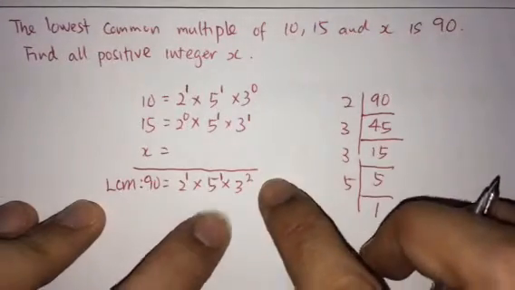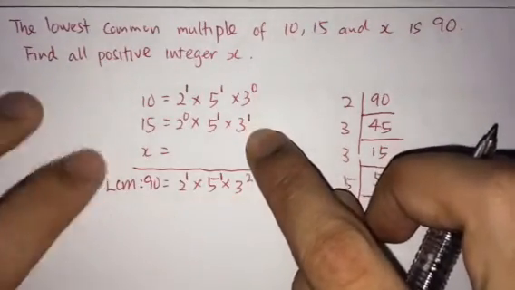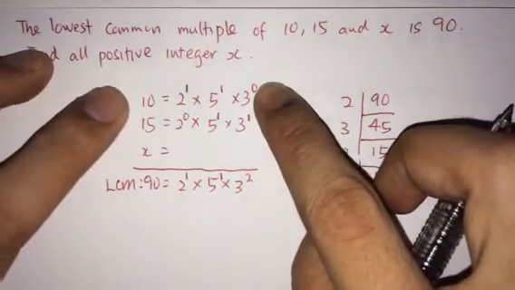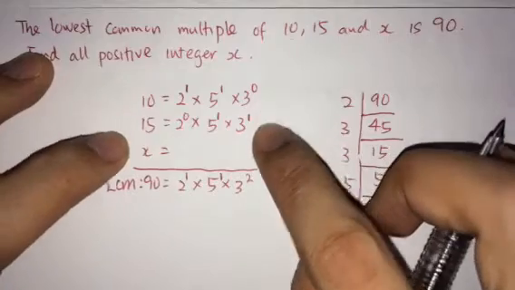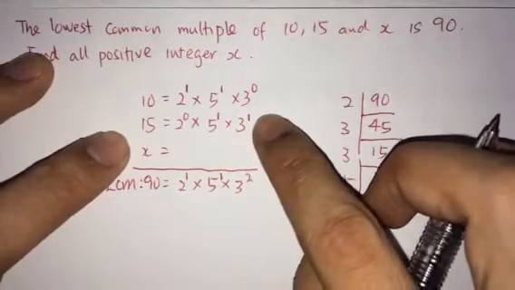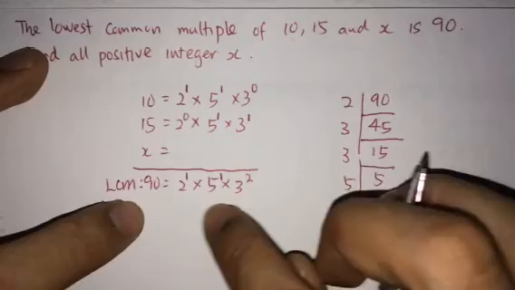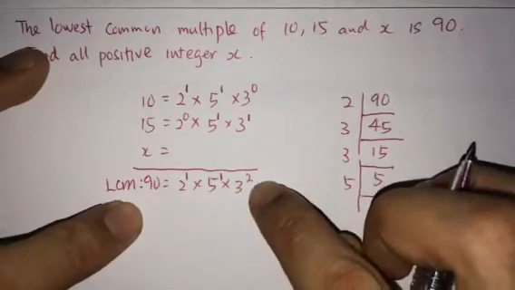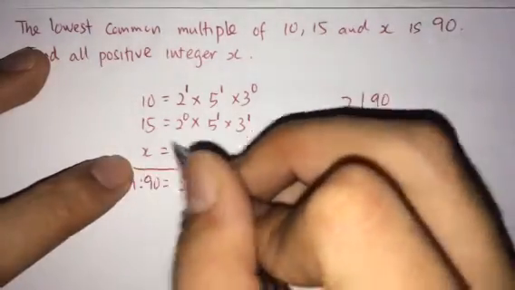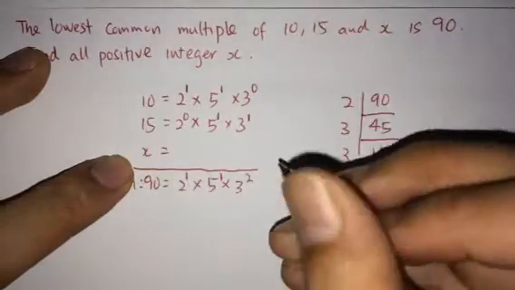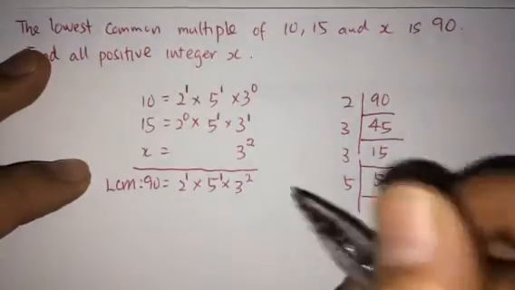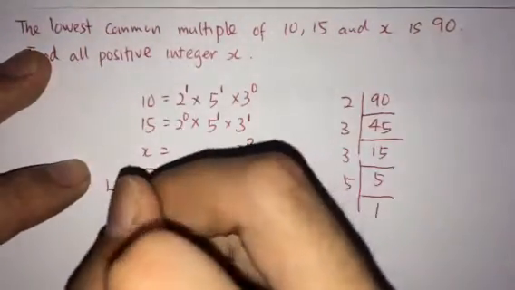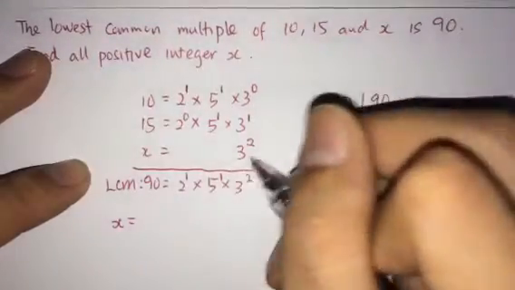But if you look at the prime factor 3, the factor for 10 will be 3 to the power 0, and the factor for 15 is 3 to the power 1. But the LCM, which is 90, contains 3 squared. This means that for the integer x, the smallest that we can have is we need a 3 squared here in order for this whole thing to make sense. So this is something that we require. So the smallest x that we can have, one of the possible values, will be 9.